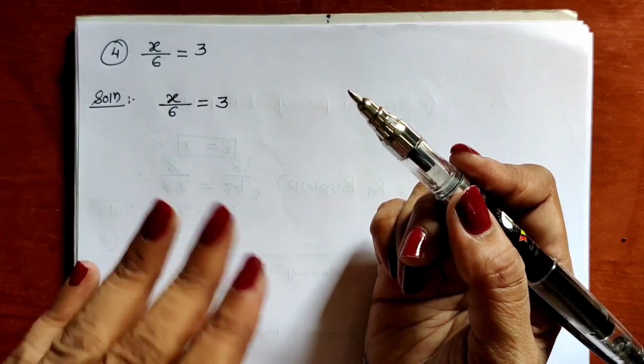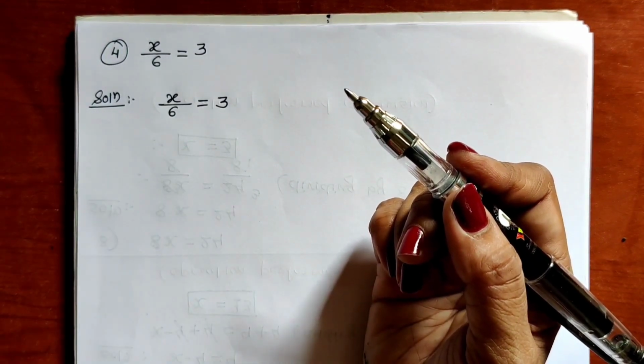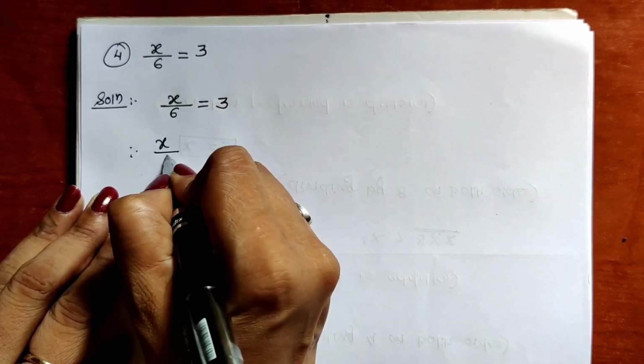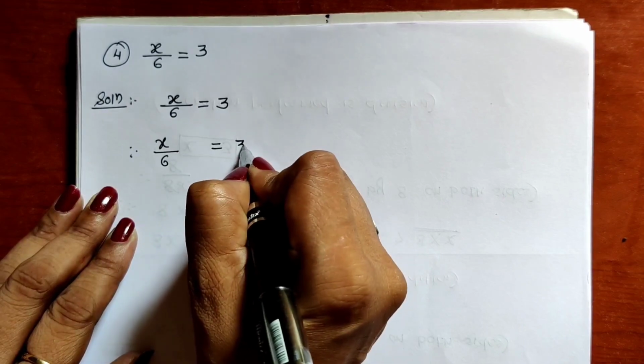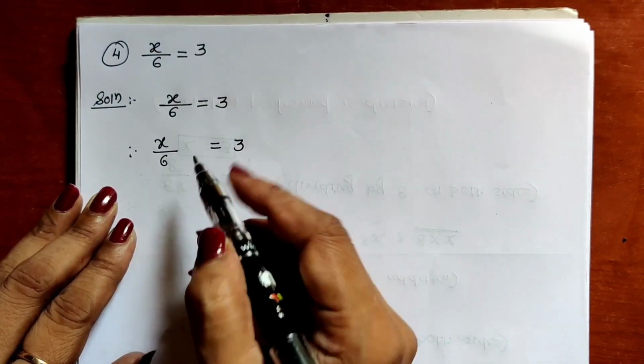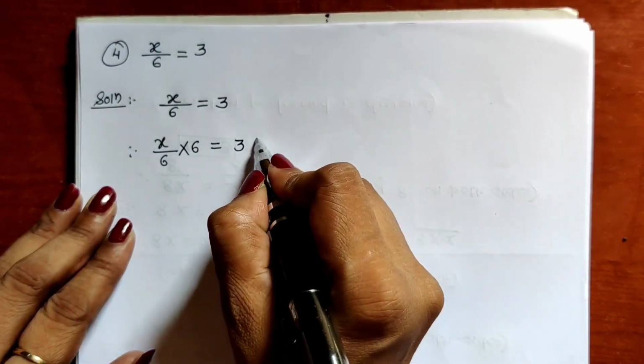We have to perform exactly the opposite operation. As division is there, we will be performing multiplication. So write the left hand side x upon 6, write the right hand side 3. What we have to do now is multiply by 6. Here divide by 6 is there, we will multiply by 6. On the left hand side we will multiply by 6.